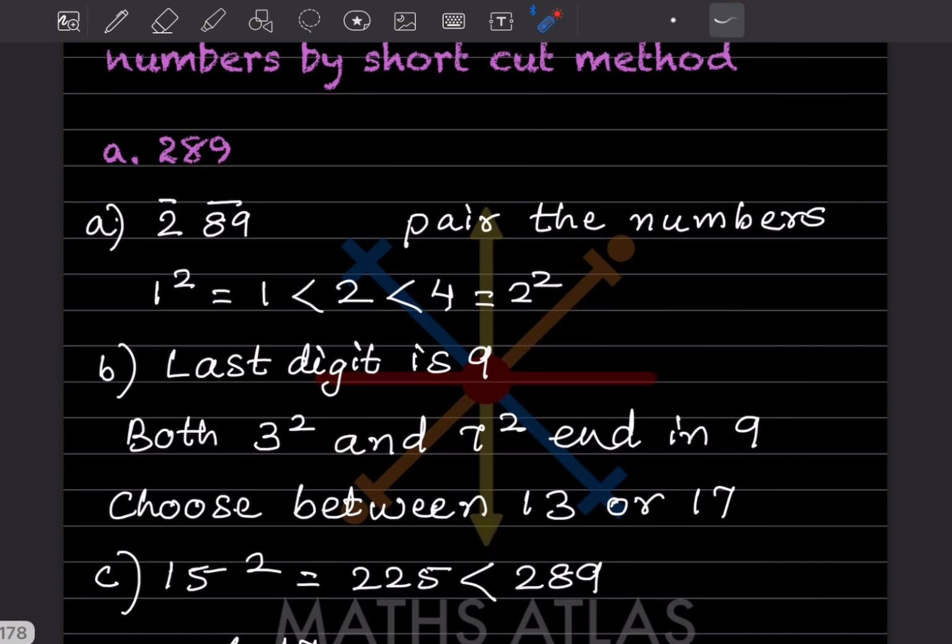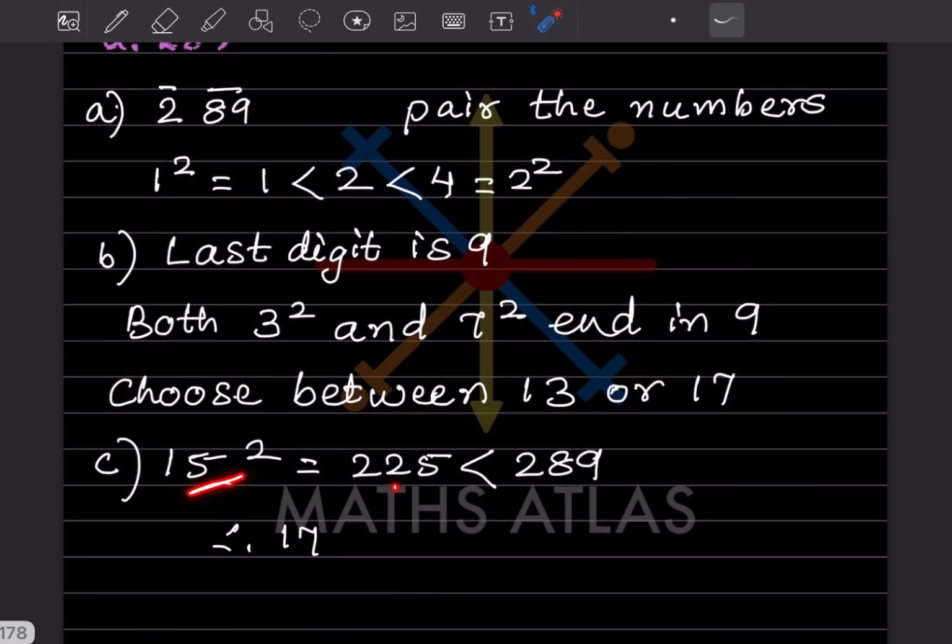So what will you do? Then what is the other rule? You have to choose between 13 or 17. So we'll take the middle number. So this is going to be 15. So you know 15 square is 225. This number is 289, so it will be bigger than 225. So definitely it's going to be 17 and not 13. Because 15 is in the middle, so it is going to be on this side and not on this side. So it can be 17 square. So we can say 15 square is 225, which is less than 289.